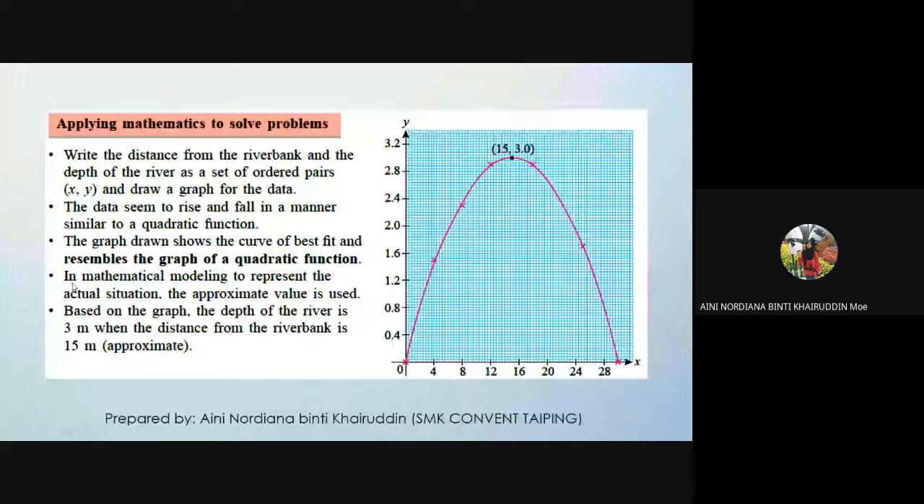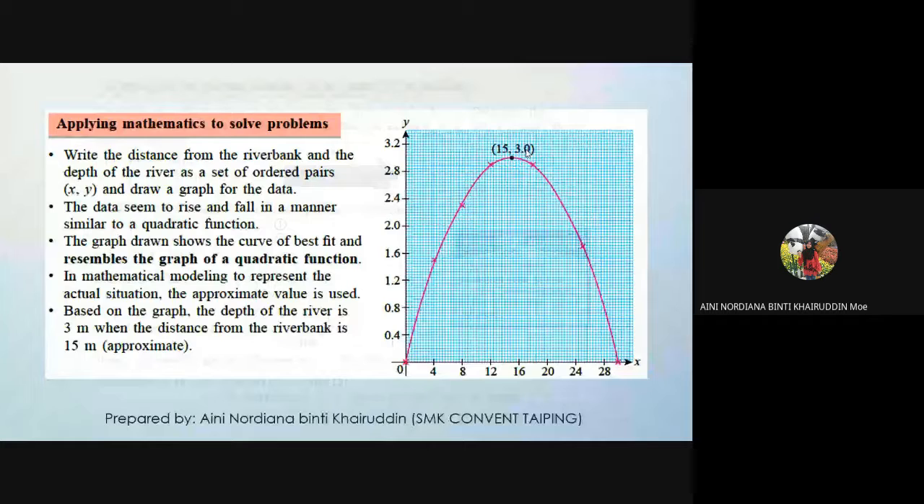In mathematical modeling, to represent the actual situation, the approximate value is used. Based on the graph, the depth of the river is 3 meter when the distance from the river bank is 15 meter. Ini anggaran lah. Maksimum dia 15, kedalaman dia 3 meter.